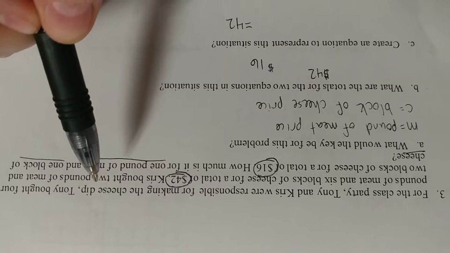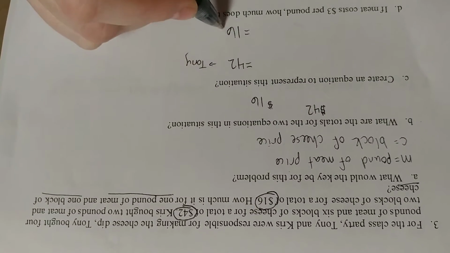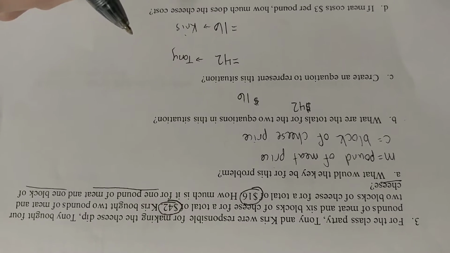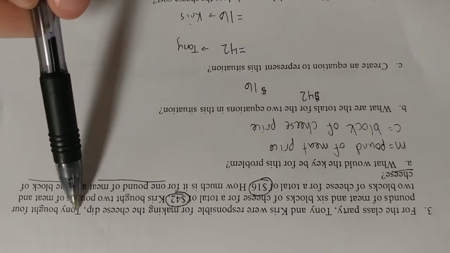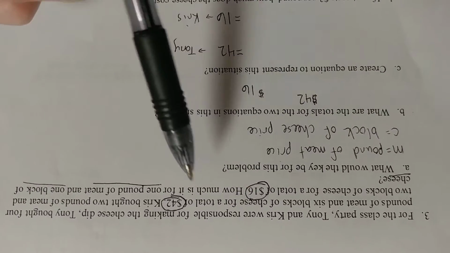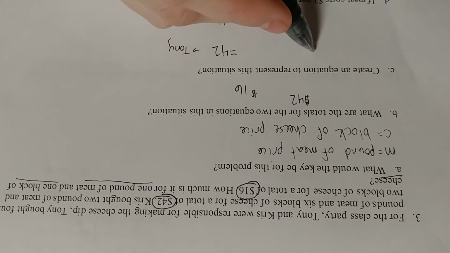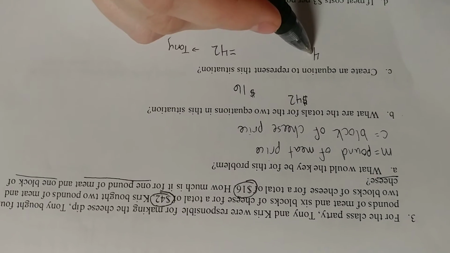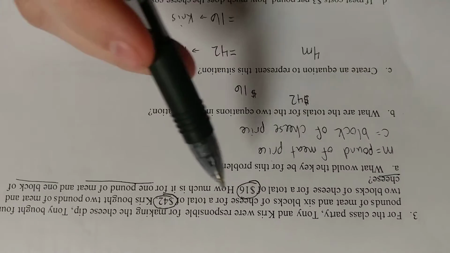So looking here, Tony is the equation that ended in 42. And Chris ended in 16, so we're going to put those there. But when we're creating an equation, we cannot use words. So what did Tony do to get those 42? He bought 4 pounds of meat. Well, I can't write 4 pounds of meat, but I can say 4M, because M equals a pound of meat. Then it said that he bought 6 blocks of cheese.